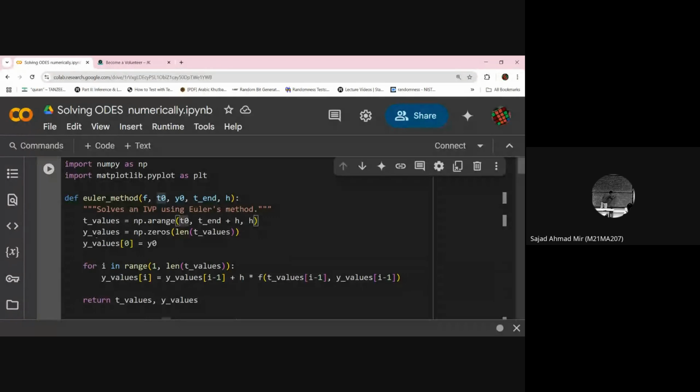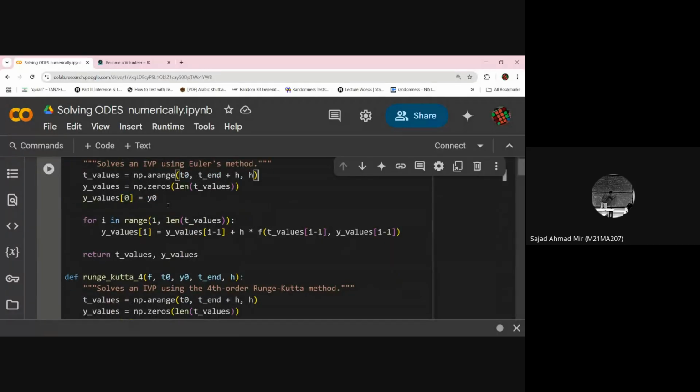Now I am defining another array of y values which I need to calculate, but I am initializing those values to zeros. np.zeros will give me an array of length t, as many values as you have input values, you will get output values at those points. Initially we are storing them as zeros. But you know from the initial value problem that y0 is given, which means the first value of this array we know.